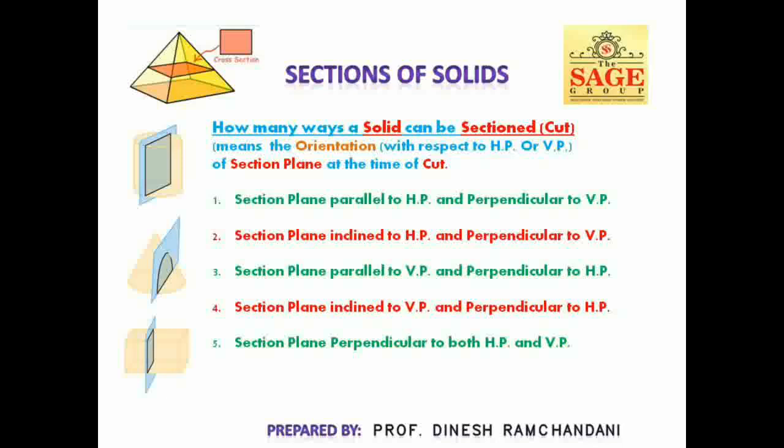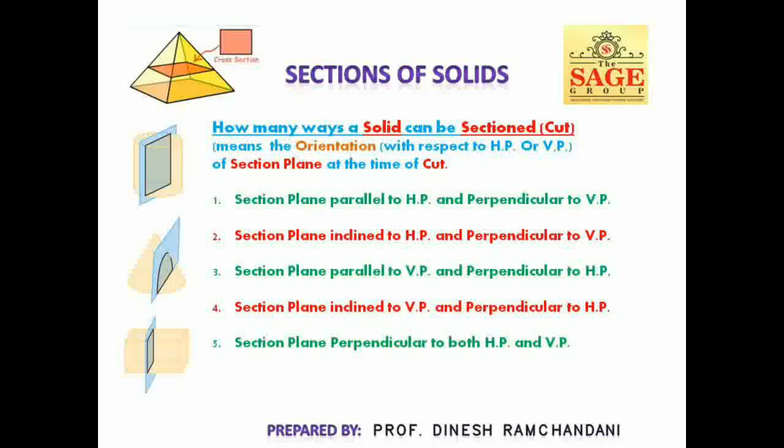In our previous video we have studied what is section plane, what is section or cut surface, what are hatching lines, what are apparent sections, what are true shape of sections, and what are sectional views. Here we see how many ways a solid can be sectioned or cut. For that purpose, we need to understand orientation of section plane with respect to reference planes, that is HP and VP. Here orientation means angles.